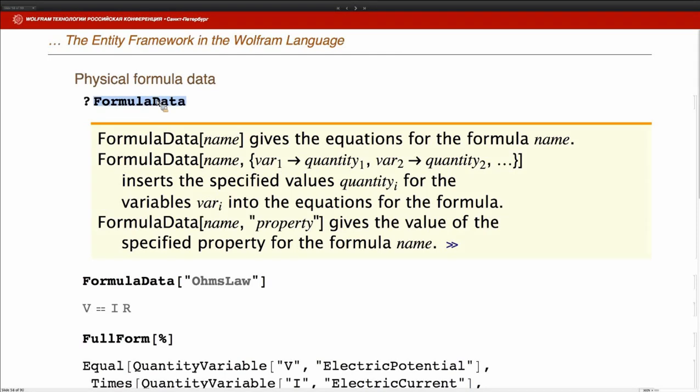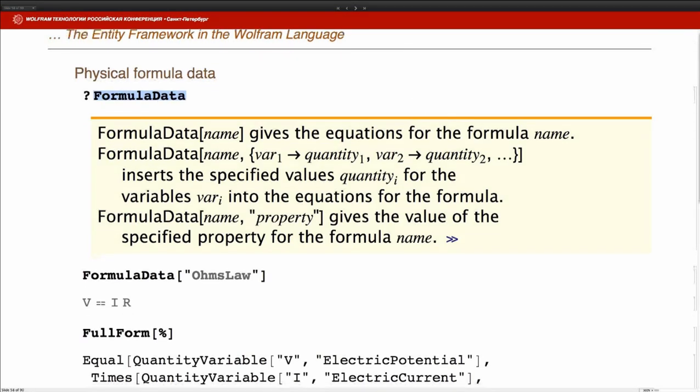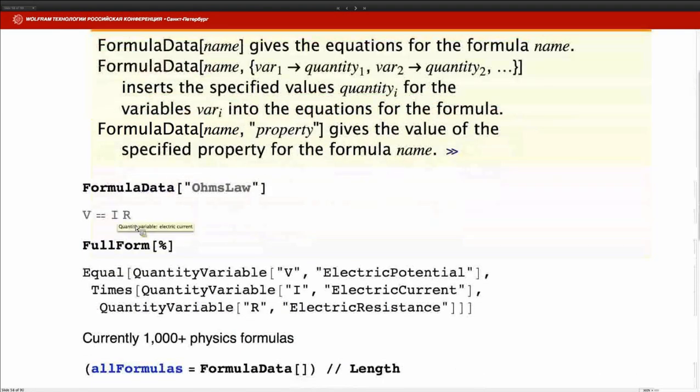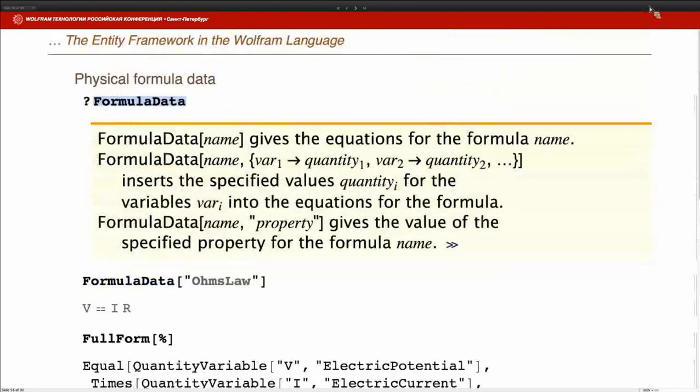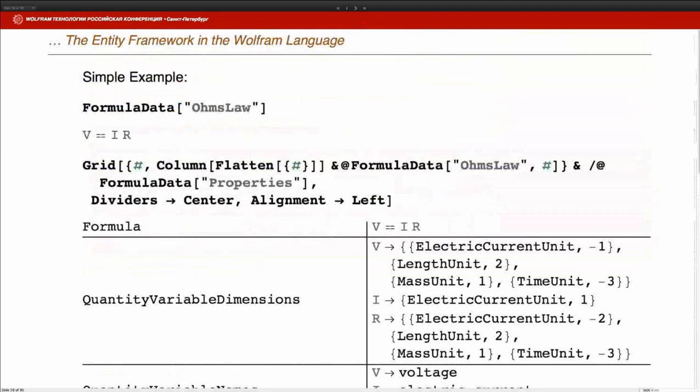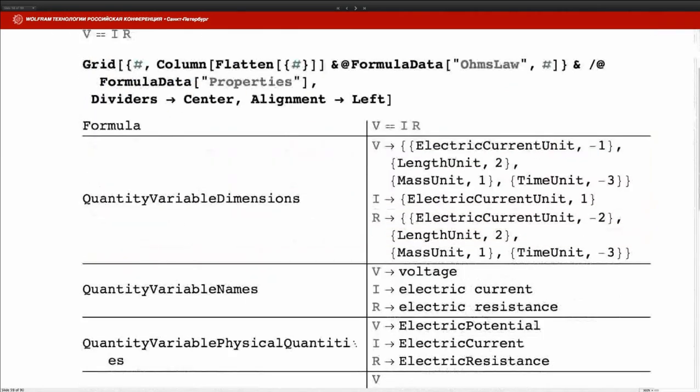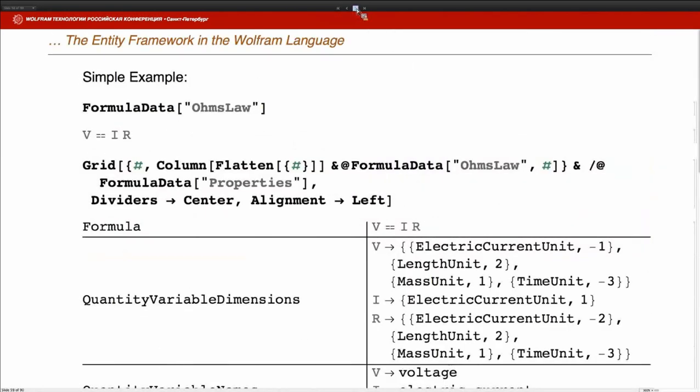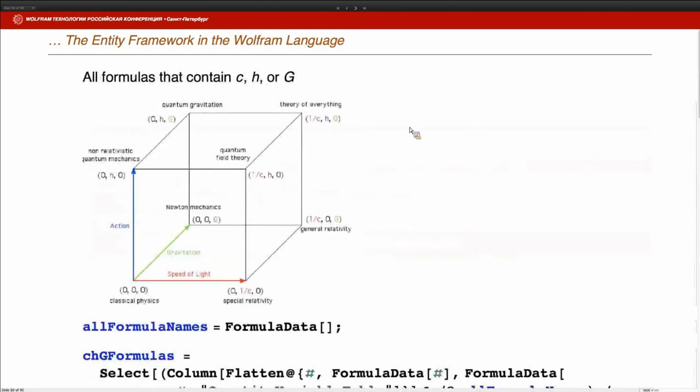We have also built-in FormulaData, that is for algebraic physics formulas. Like give me Ohm's law, and you get it again as quantity variables. You can plug in values, and you can search them, and you can nicely get them annotated. I should go a little bit faster.